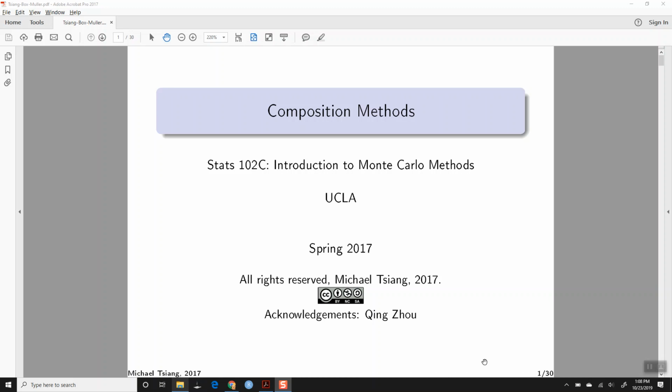random values. But then there's another set of methods called the composition methods, and these basically use what we know about the mathematical properties of these random distributions, or these probability distributions. So let's go ahead and take a look here.